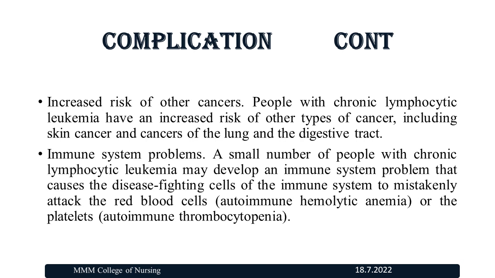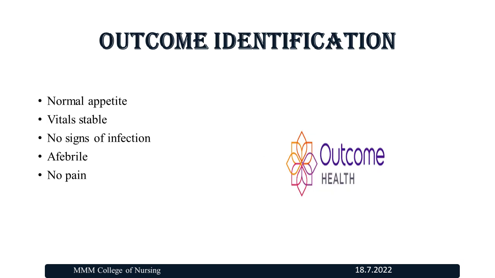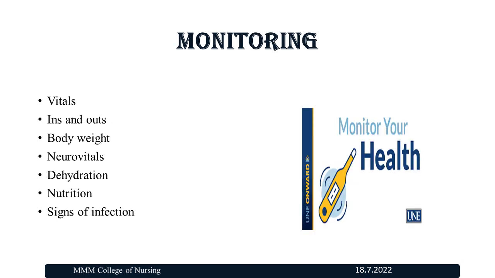Then immune system problems. A small number of people with chronic lymphocytic leukemia may develop an immune system problem that causes the disease-fighting cells of the immune system to attack. The expected outcome is normal elimination, normal appetite, stable vitals, no signs of infection, afebrile, no pain, which means the patient is improving from her condition. Monitoring: vitals, intake output chart, body weight, neurovitals, dehydration to be assessed, nutrition also to be watched, signs and symptoms to be monitored.